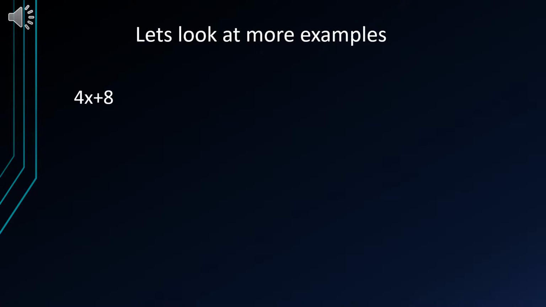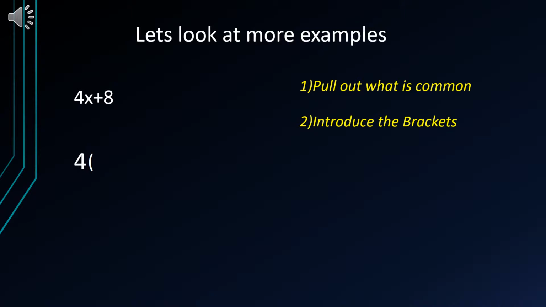Given 4x plus 8, we firstly look at what is common between the two individual numbers or coefficients corresponding to an unknown. We then introduce the brackets to separate the factors from the common value. The factors are then placed inside of the brackets.